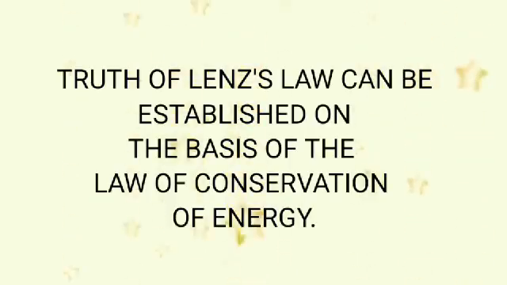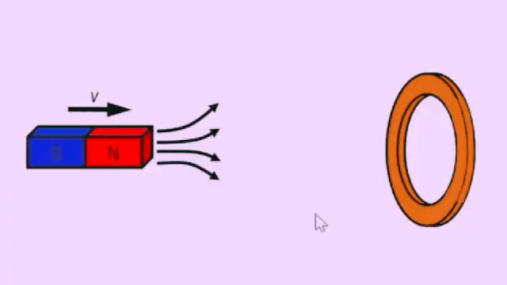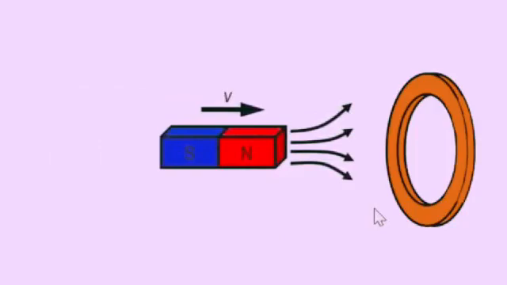Next topic, conservation of energy. The truth of Lenz's law can be established on the basis of the law of conservation of energy. The explanation is as follows. According to Lenz's law, when the magnet moves either towards or away from the coil, the induced current produced opposes its motion. As a result, there will always be a resisting force on the moving magnet. Work has to be done by some external agency to move the magnet against this resisting force.